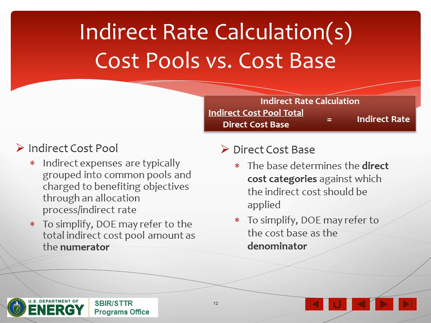Basically, the pool is the accumulation of common indirect costs, and for the calculation of the indirect rate, the total of each indirect cost pool will be the numerator. A direct cost base determines the direct cost categories against which the indirect cost should be applied. The base utilized will be how the indirect rates will be applied on the budget. For example, if direct labor is used to calculate a fringe benefit rate, then the rate will be multiplied to the direct labor on the SBIR, STTR, SF424 budget. For the calculation of the indirect rate, this will be the denominator. More detailed information regarding the cost basis will be coming up a little later in the presentation. And the purpose of this slide is to lay groundwork for what the indirect cost base is.